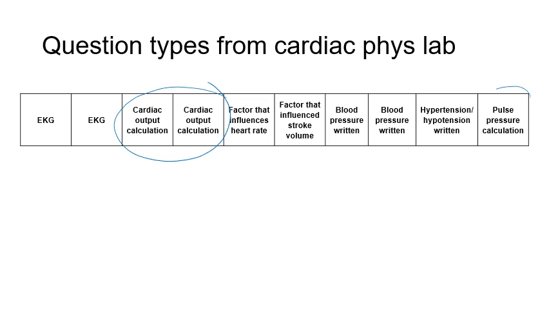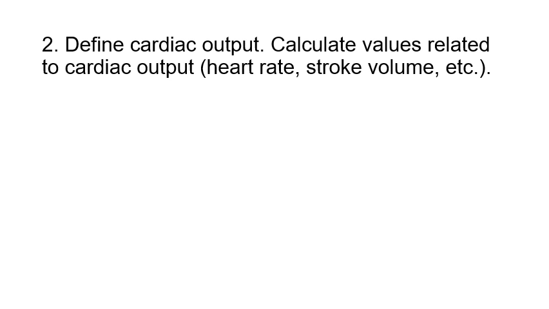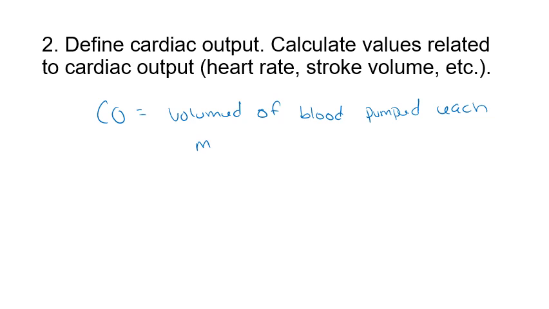We're going to talk about those and pulse pressure and maybe a little bit about blood pressure. Okay, so define cardiac output. Cardiac output equals the amount of volume pumped by the ventricle each minute. And so mathematically, cardiac output equals heart rate times stroke volume.